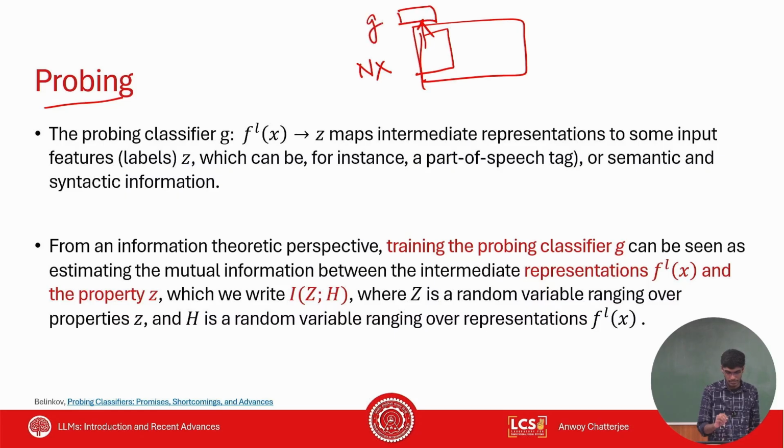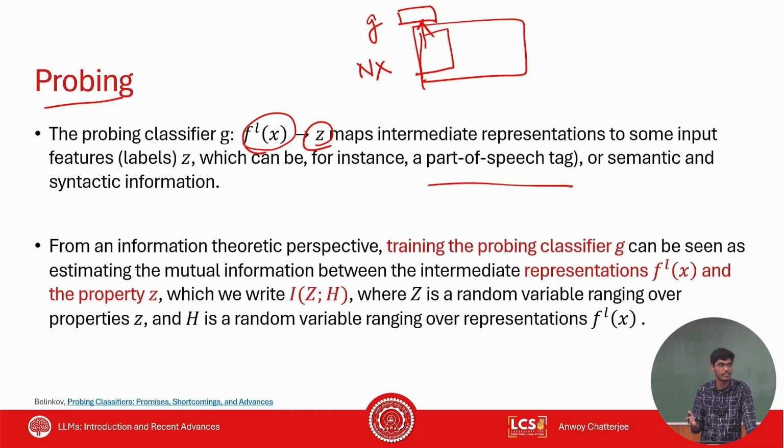Let us name the classifier G, which maps the hidden state of the lth layer to some feature label. Now this feature label is for some linguistic task which we want to understand. For example, suppose we have a BERT model. We want to understand how BERT encodes the syntactic and semantic understanding of a task. So to understand the syntax, part of speech tagging is a good proxy.